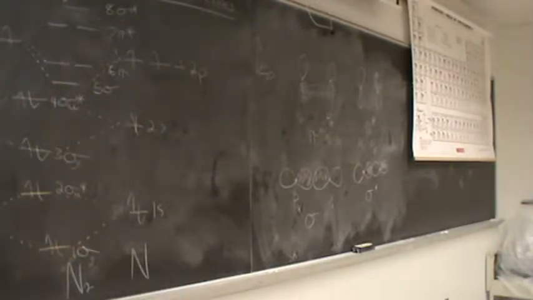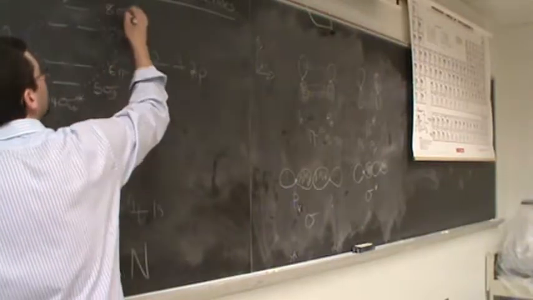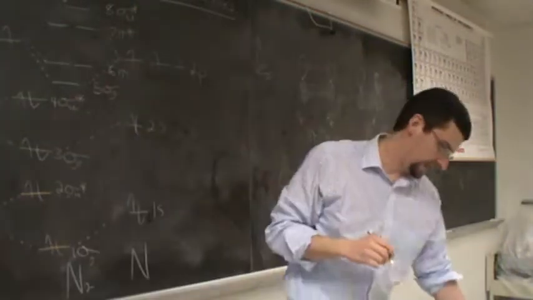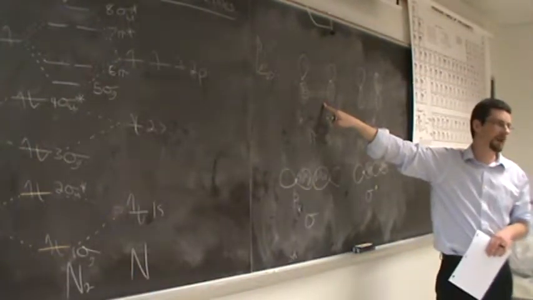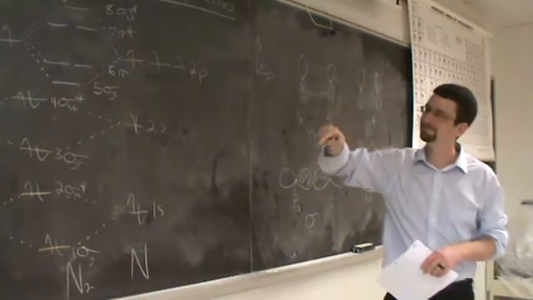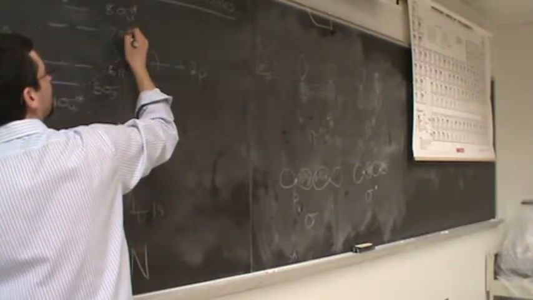Now we have to come up with symmetry labels for this. What's going to be the symmetry label for that sigma interaction? G. Yep, G. What about the anti-bonding? U. Yes. Okay. Now let's look at this pi interaction. It's U. And what's this one then? G.